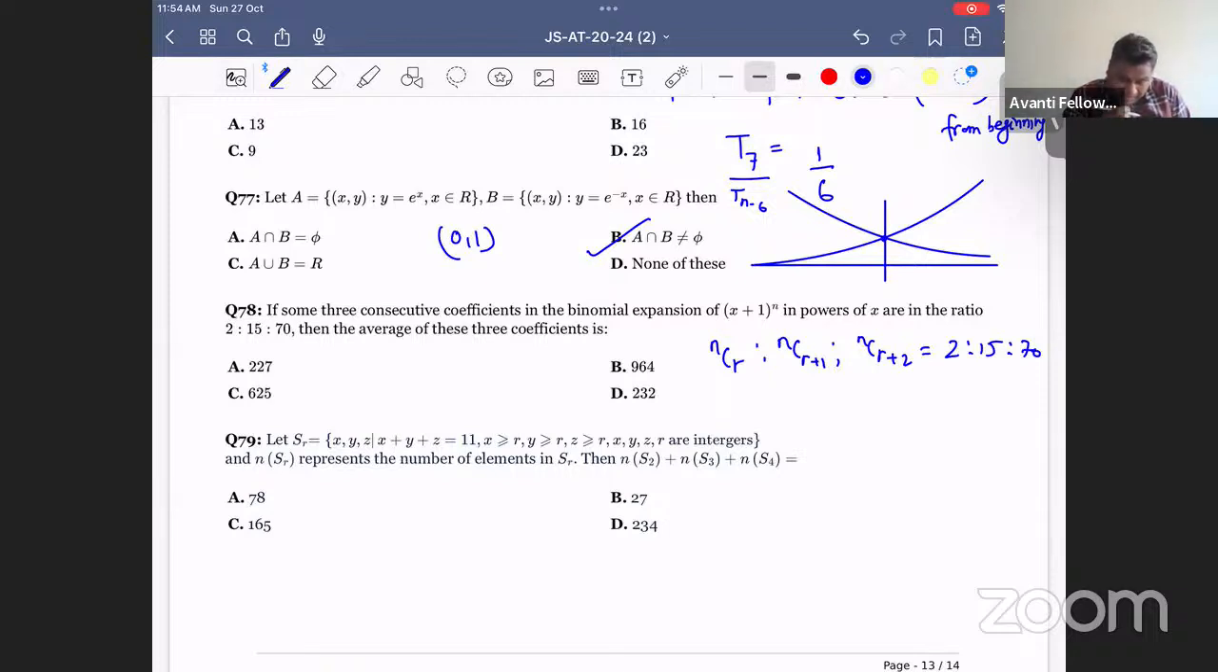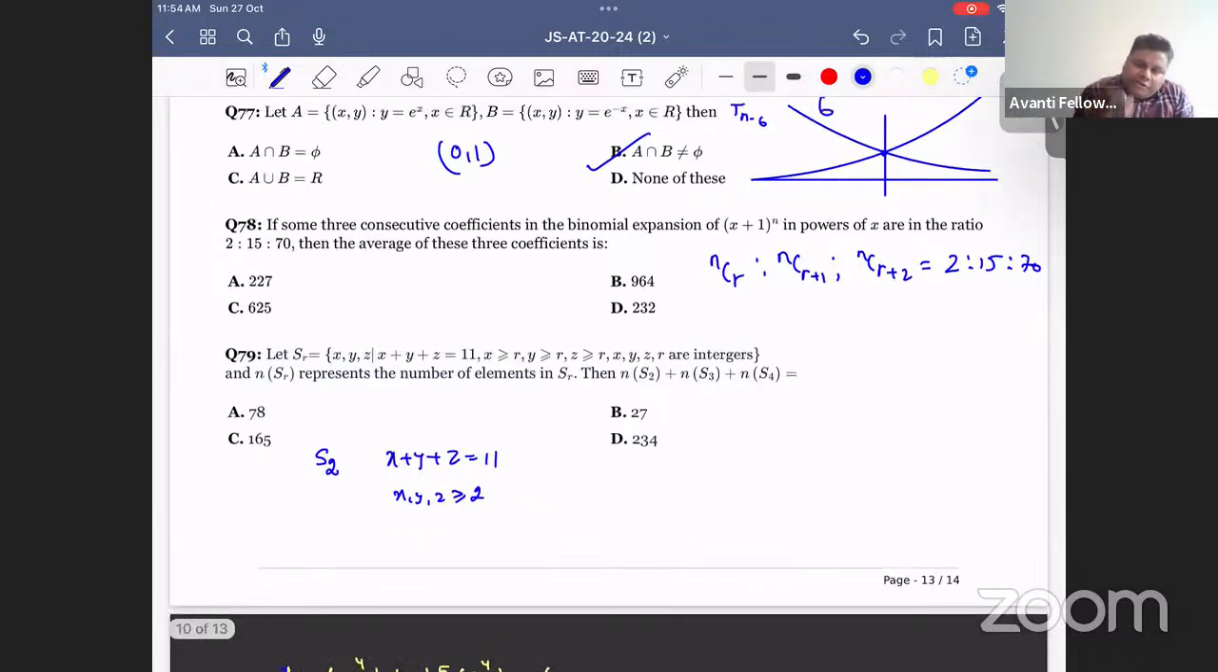Now, let S_r be the set of solutions of x plus y plus z equals 11, x more than or equal to r, y more than or equal to r, z more than or equal to r. Then number of elements in S_r. All right. See, what will be S2? S2 will be x plus y plus z equals 11, where x, y, z all more than or equal to 2. So this is something like you want to distribute 11 identical oranges to 3 beggars x, y, z such that you give at least 2 oranges to every beggar. Got it? So do one thing, distribute 2 oranges to every beggar first of all. So you gave basically 6 to them, then you are left with x plus y plus z equals 5. Now non-negative integral solution of this equation is 7C2, correct?